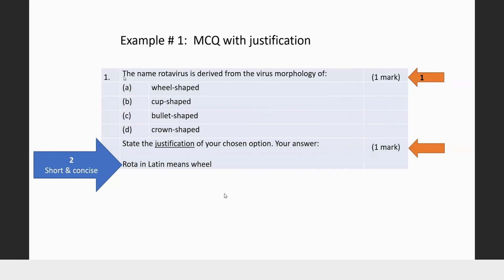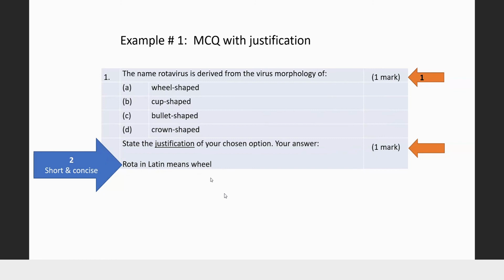For example, if you answer number one here, the name of rotavirus is derived from the virus morphology of wheel, so you have to give justification. And the justification has to be very, very simple, short, and concise. I don't want you to write a lot. Only one line, keutamaan, priority only one line, because we're not going to go for the second line. So you better focus on only one line, a simple one, something like this. The answer here: rota is a Latin word, means wheel. Now, second question, example.